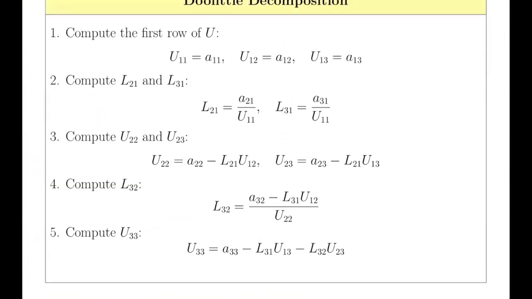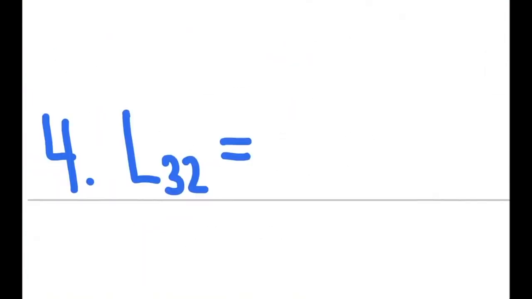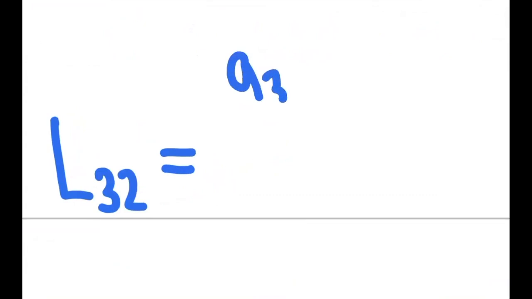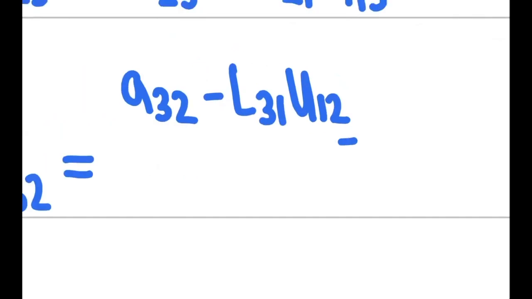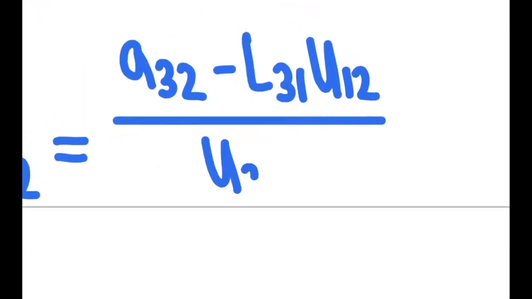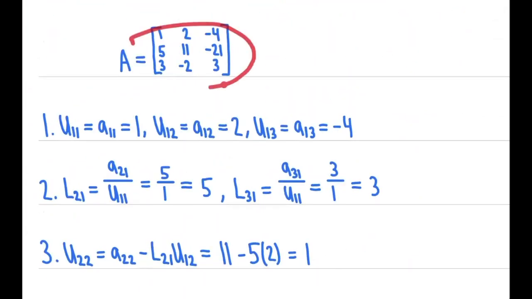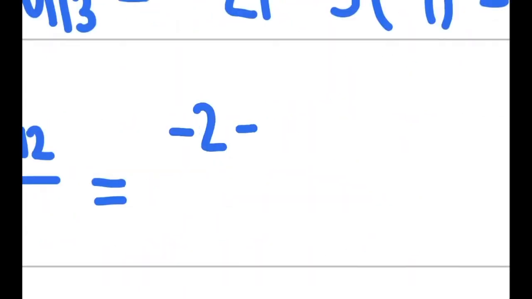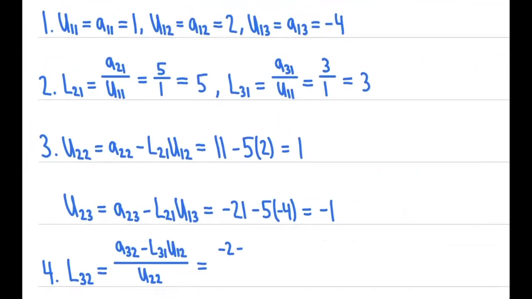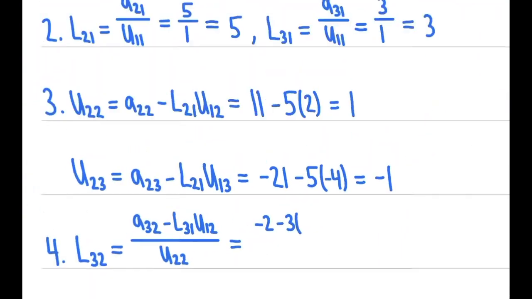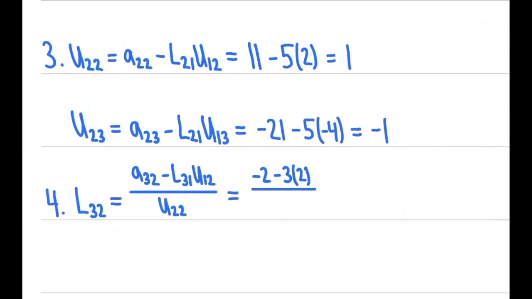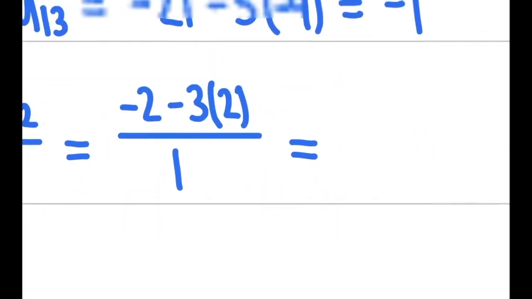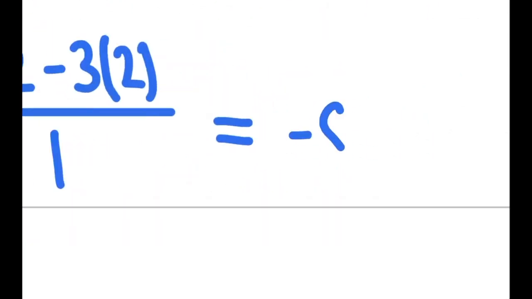All right. And now for part 4, we need to find L32. L32 is A32 minus L31 times U12, all over U22. A32, if you look at this matrix, is negative 2. L31 is 3, U12 is 2, and U22 we just found is 1. So we have negative 2 minus 6, divided by 1. That's negative 8.